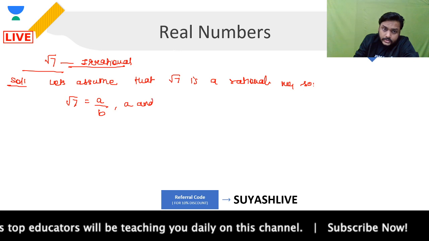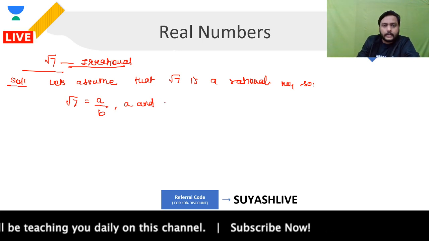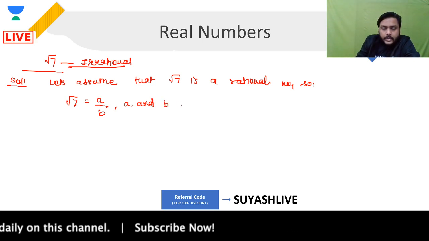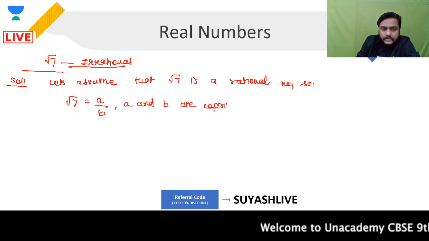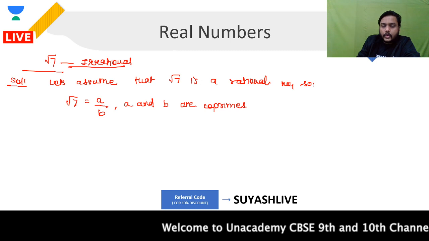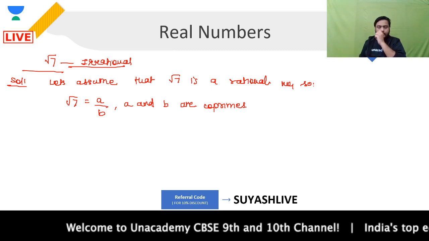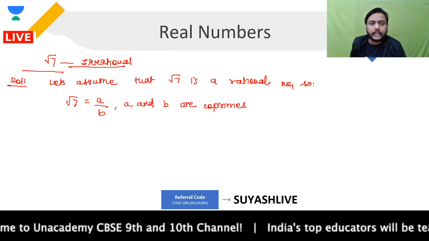ये line लिखना बहुत जरूरी है यहाँ पर, क्योंकि आपका पूरा question इस पे depend है. Root 7 is a upon b, where a and b are what? Where a and b are co-primes. I repeat, root 7 is equal to a upon b, where a and b are co-primes.